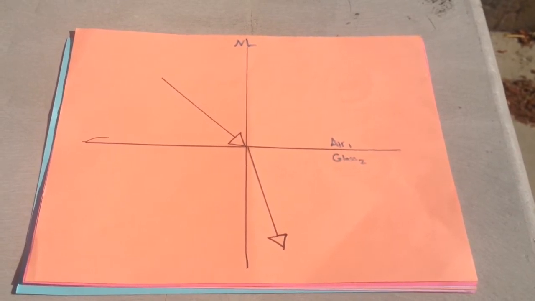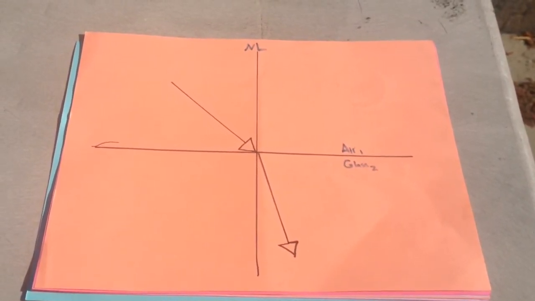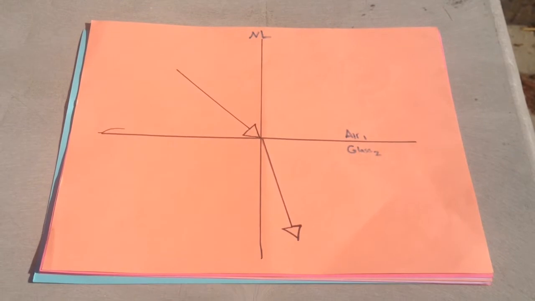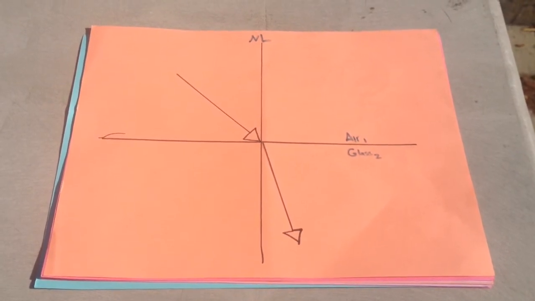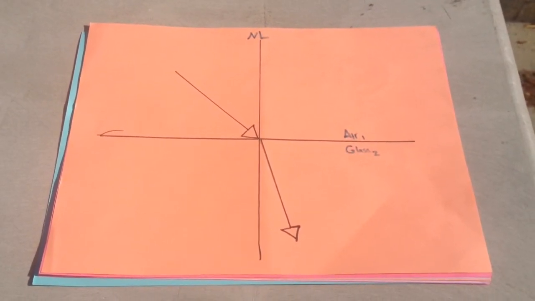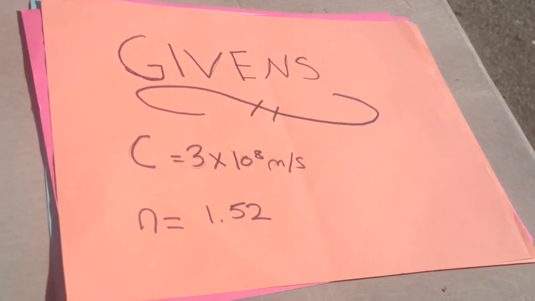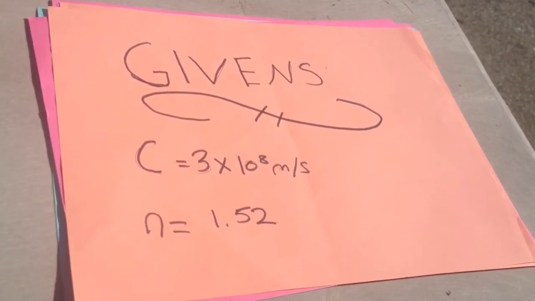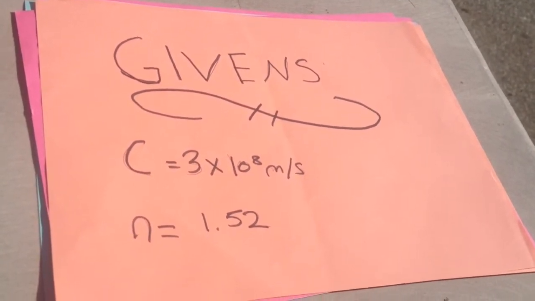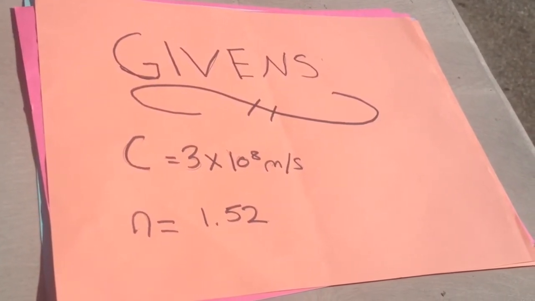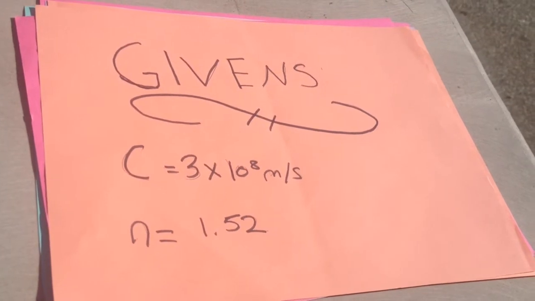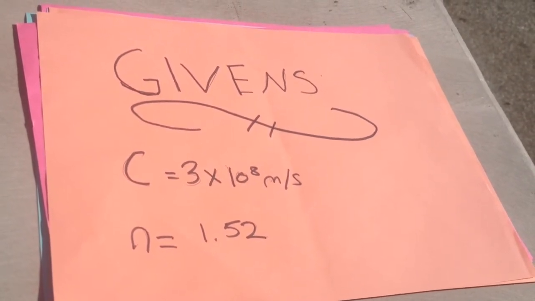Glass has an index of refraction of 1.52. What is the speed of light in glass? How far does light travel after 120 seconds? We know that the speed of light in a vacuum is always 3 times 10 to the 8 meters per second. The index of refraction of glass is 1.52. The unknown variable is V, the speed of light through the medium.